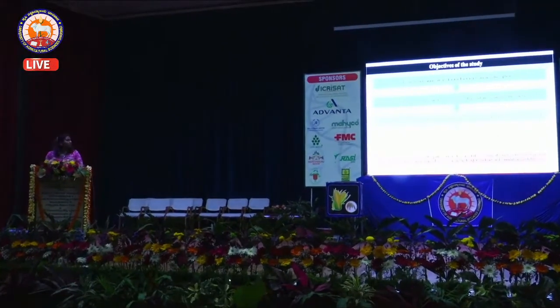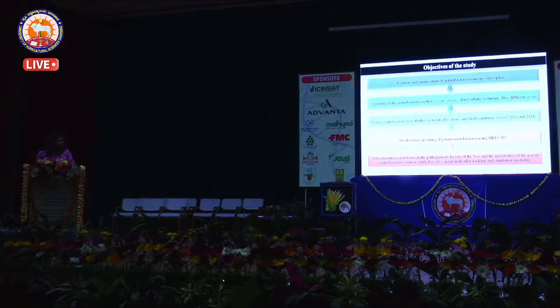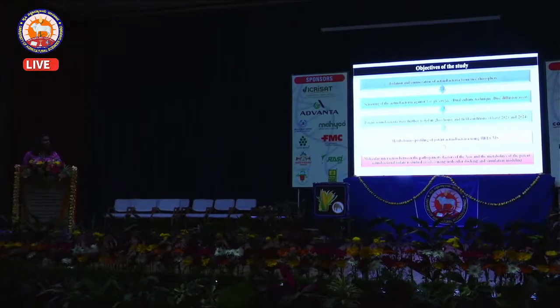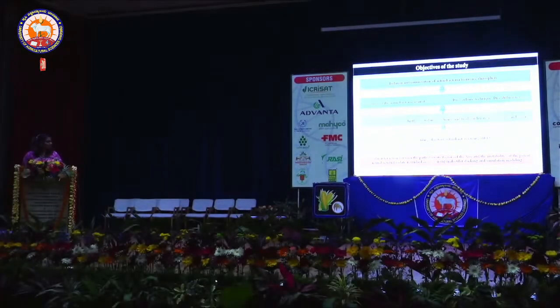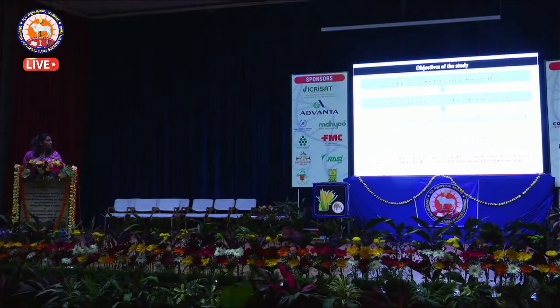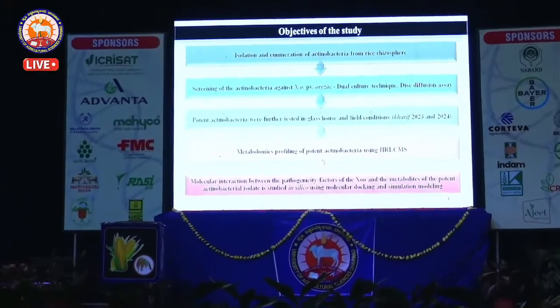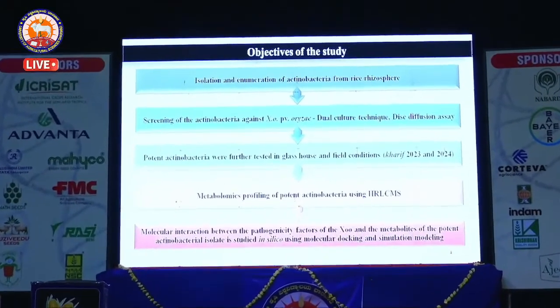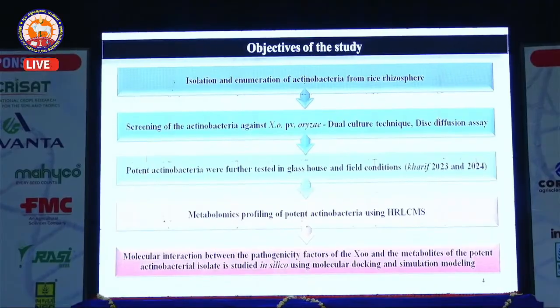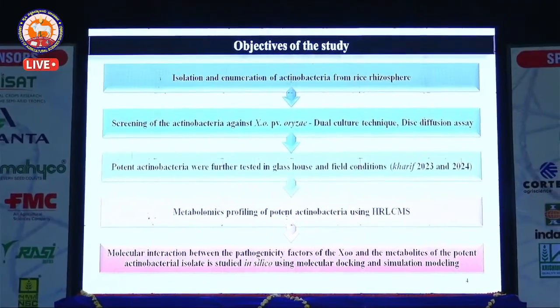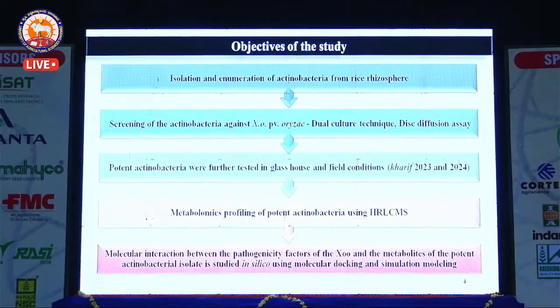Isolation and enumeration of the actinobacteria from rice rhizosphere and the screening of these actinobacteria against Xanthomonas oryzae pv. oryzae. Potent actinobacteria, which were screened through primary and secondary screening, were further tested in glass house and field conditions. Metabolomics profiling of the potent actinobacteria using the HRLCMS method, and the molecular interaction of the pathogenicity factors of Xoo with the actinobacterial metabolites in silico under molecular dynamic modeling. This is the flow of the study.